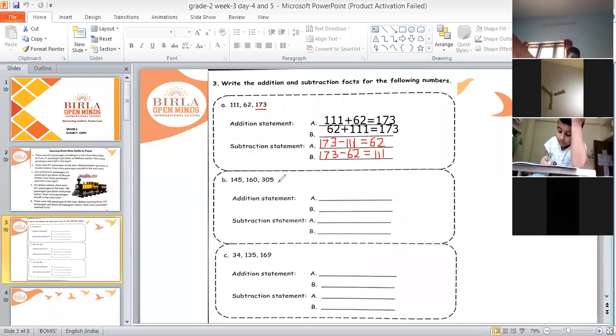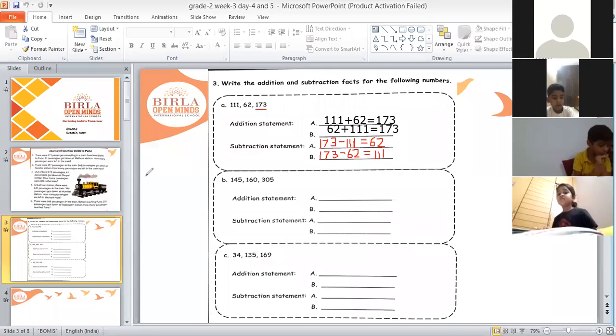305. Very good. 305 is the biggest number, children. So again, whenever we are writing addition fact, what we are doing? We are writing the biggest number after equal to sign. After equal to sign. So what we will do here?